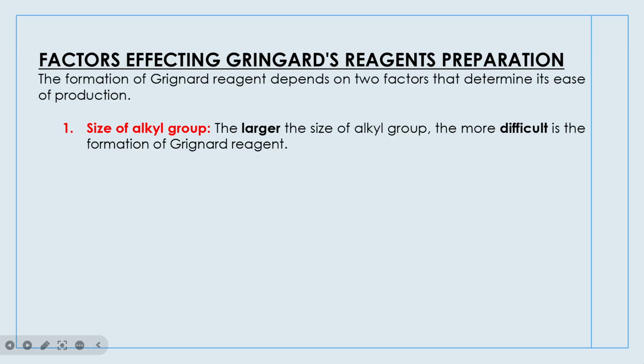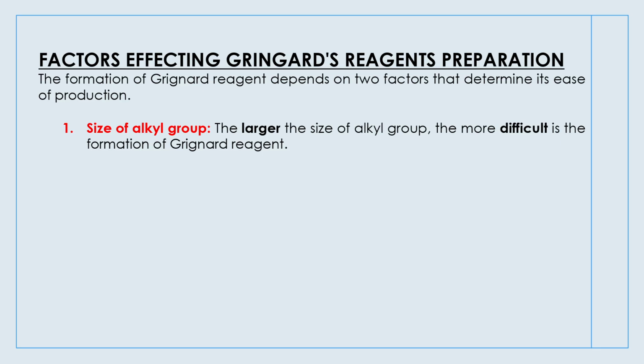Mostly for Grignard reagent preparation, methyl and ethyl are used as the alkyl group because of their smaller size. Smaller size means easier preparation. Larger size means difficult preparation.